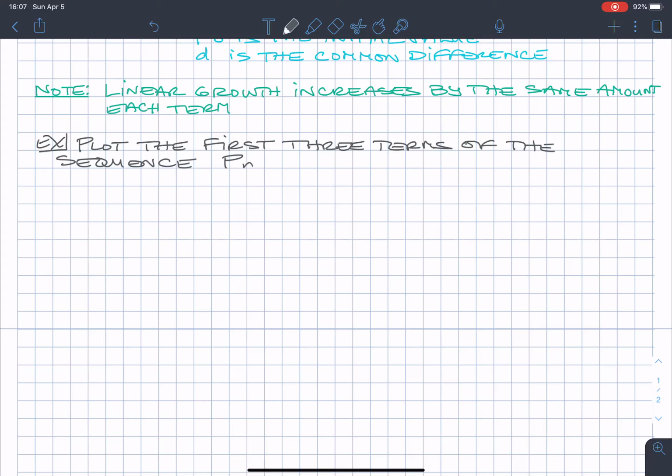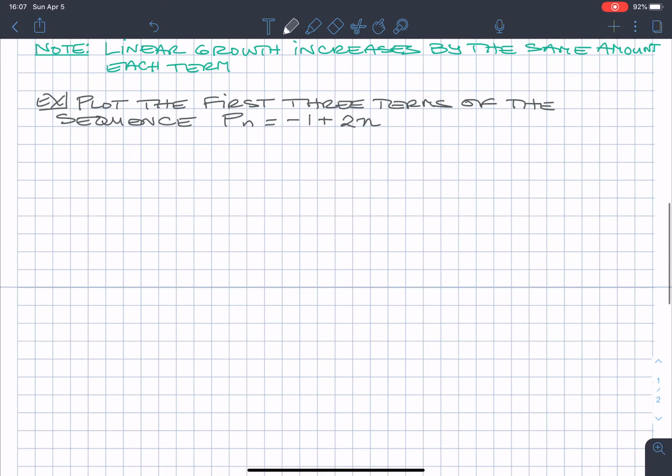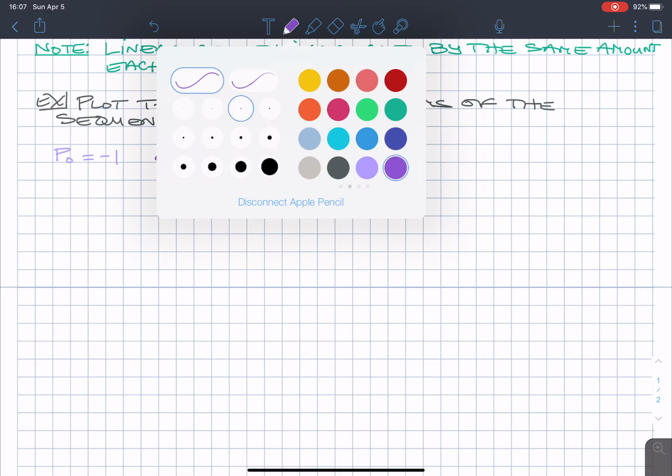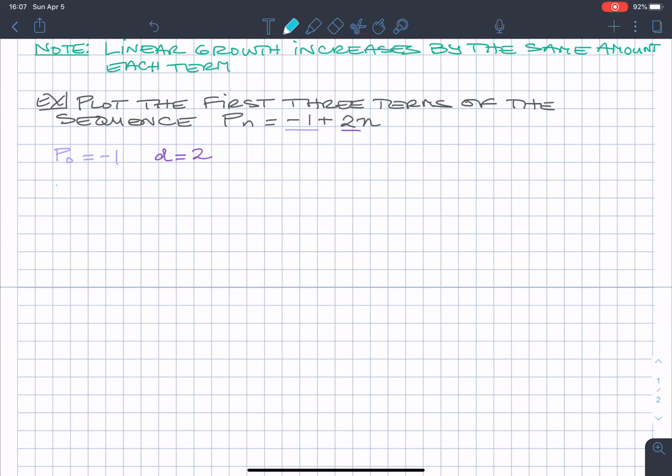Let's do p sub n is going to be -1 plus 2 times n. So this is of the form p sub 0 plus d times n. So I know p sub 0 is -1, and I know my common difference, d, is 2. So what that means is to get p sub 1, I just add 2. So this would be -1 plus 2. So p1 is going to be 1.